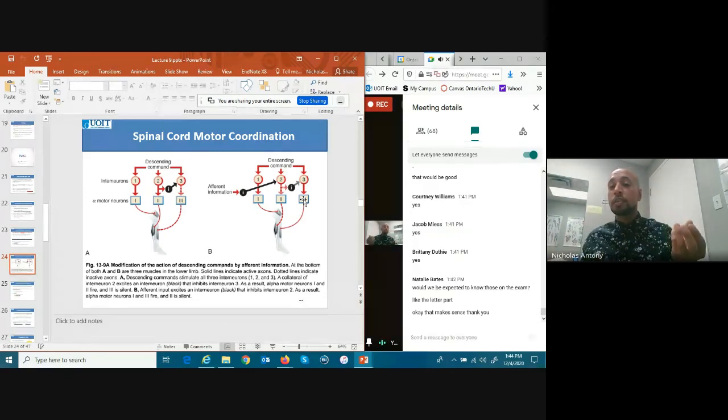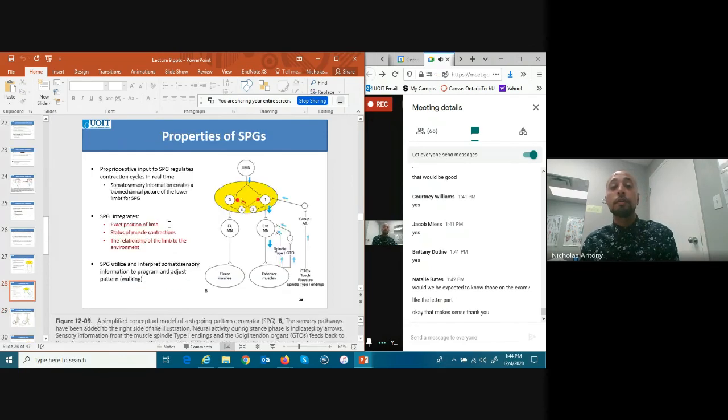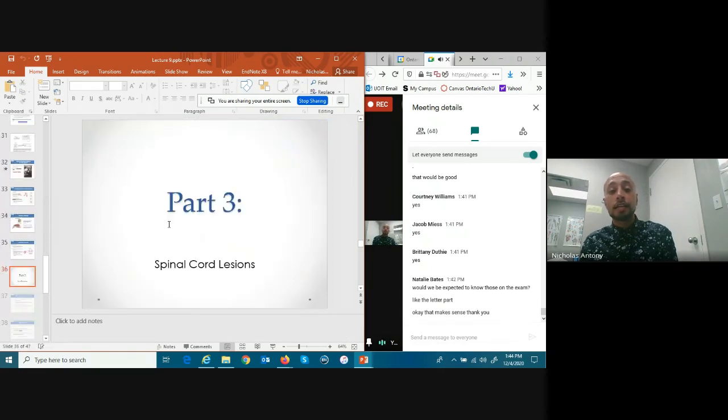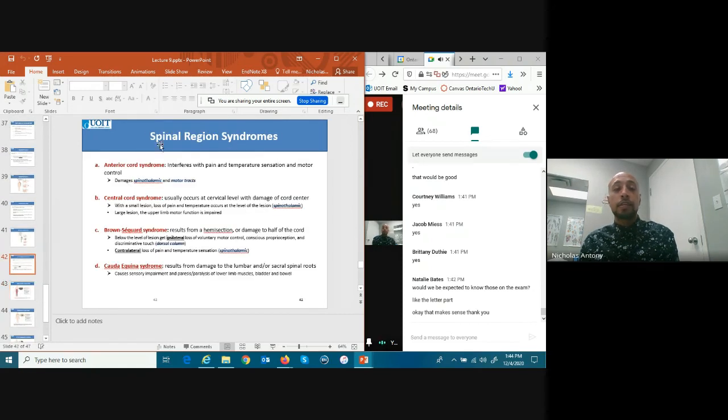It decreases, so if you have coordination occurring through the spinal cord and through reflexes, it takes away the amount that the brain has to process. So super, super important. I would know the examples that we talked about for spinal cord coordination from this lecture. So we talked about the central pattern generators and the reflexes. And then the last thing that's really, really important to know is the different types of presentation of spinal cord injuries.